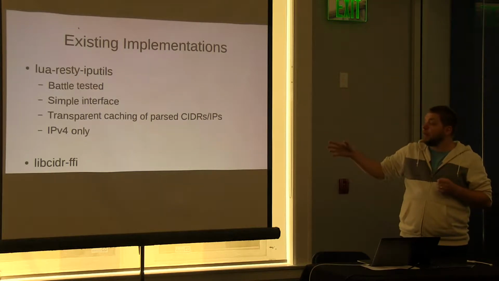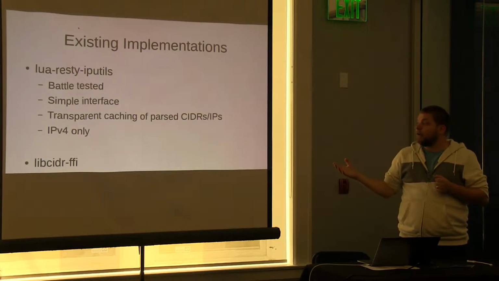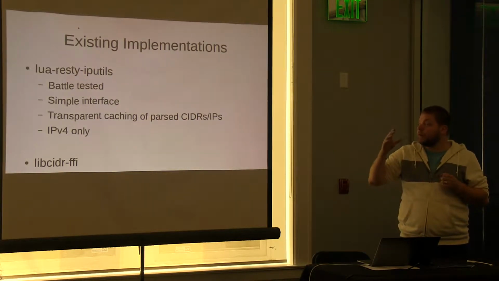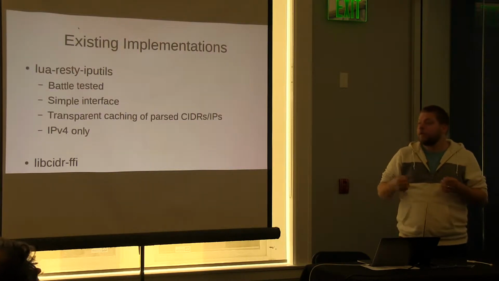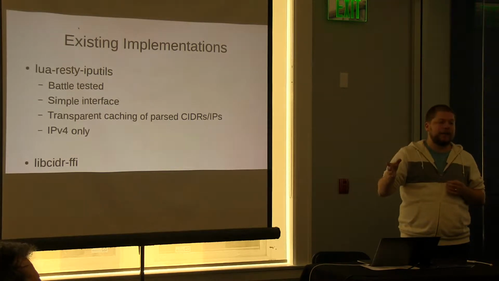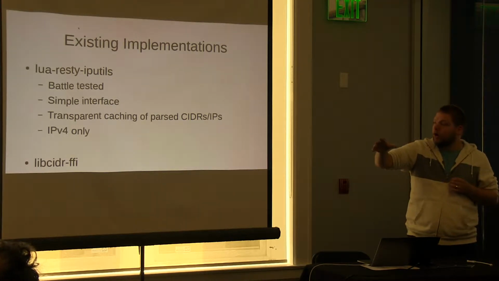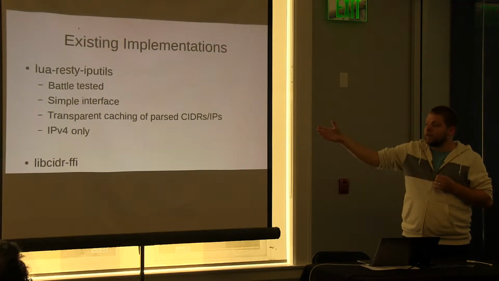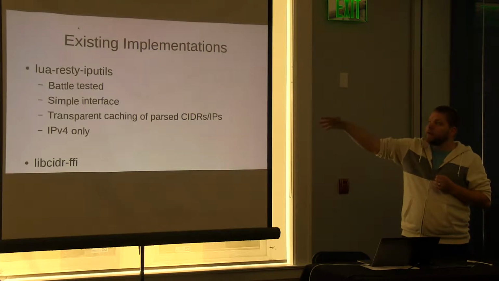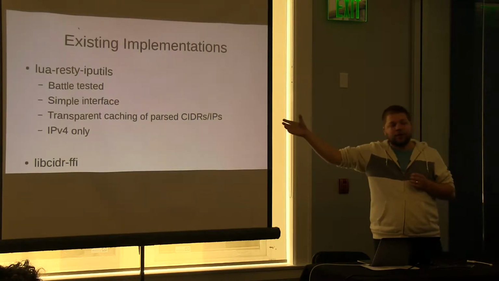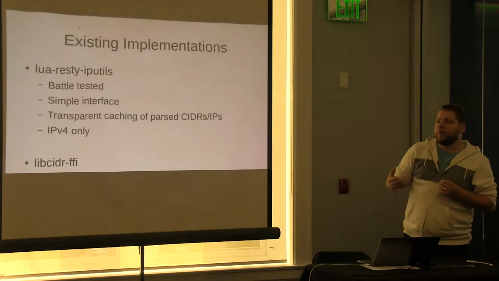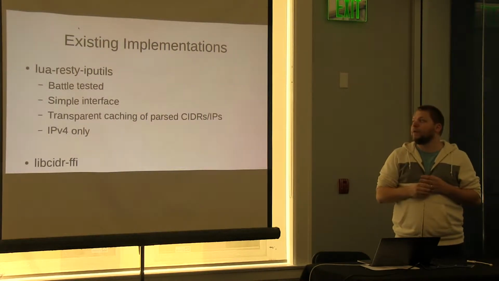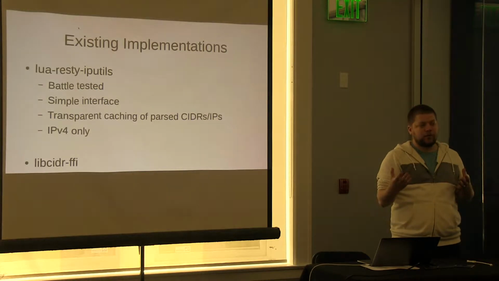It's a very simple interface. It offers transparent caching of parsing CIDRs, CIDR block ranges, and IP addresses through lua-resty LRU cache. So saving cycles there, and again, that's built into the API, so that's abstracted away from the caller. One of its bigger weaknesses, in addition to speed concerns that we had, is that it is IPv4 only. Again, for our use case, we weren't worried about IPv6, but when looking at existing solutions, we wanted to look at not only performance but feature set as well.